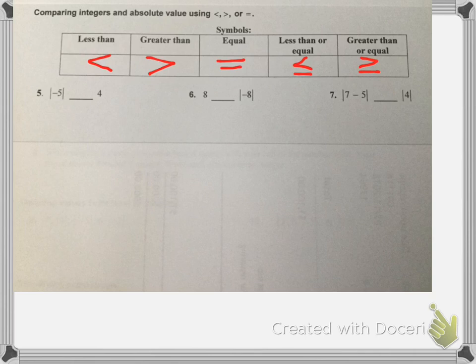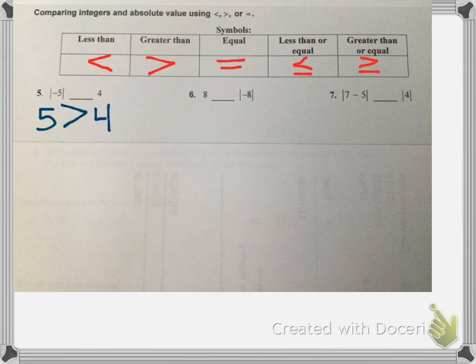Okay, now looking at number 5, we are comparing those integers or absolute values. When we have an absolute value here, we're going to find the absolute value first. So what is the absolute value of negative 5? How far away is negative 5 from 0? Well, negative 5 is 5 away from 0. So now we're comparing 5 and 4. Is 5 less than, greater than, equal to, less than or equal to, or greater than or equal to? Well, 5 is greater than 4, and that is the symbol that you're going to plug in there.